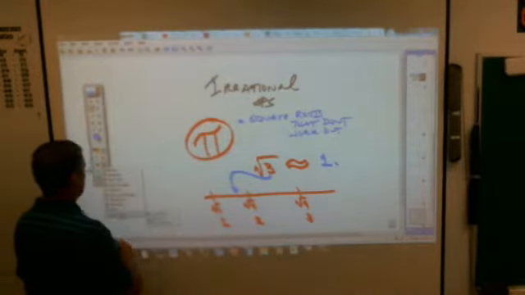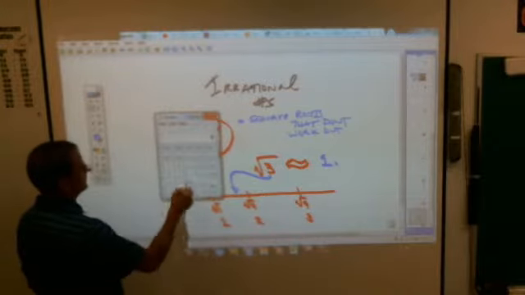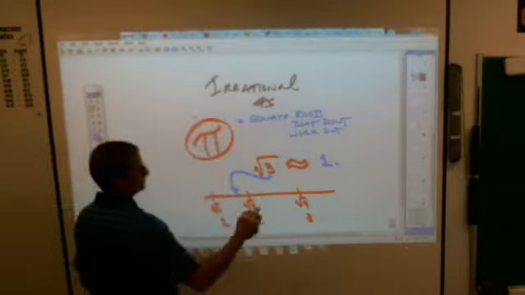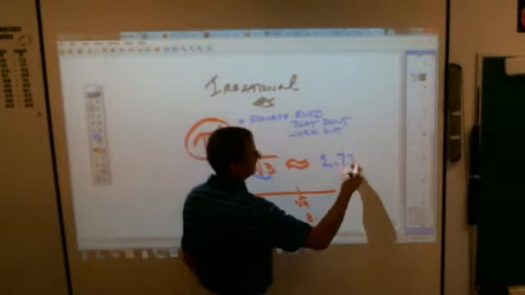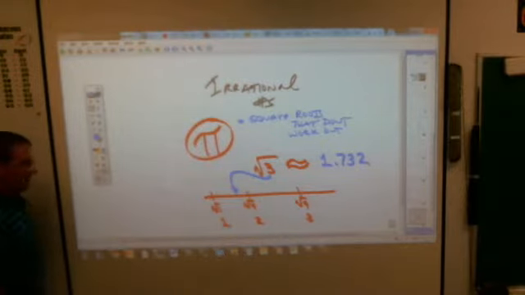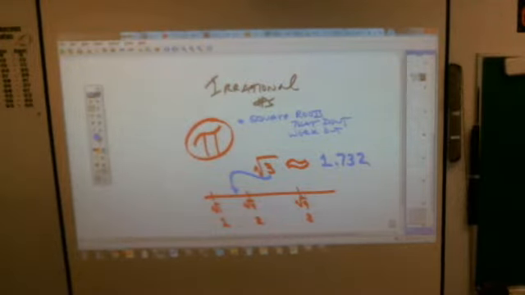Let's pull out the calculator again and give us the square root of 3. The square root of 3 is 1.732. But you would never guess that, and you don't have to, and they're not going to ask you to guess that, but you need to know what two whole numbers it's going to fall between.